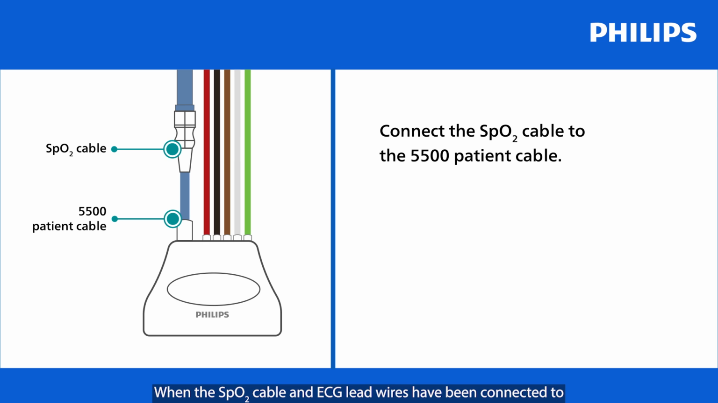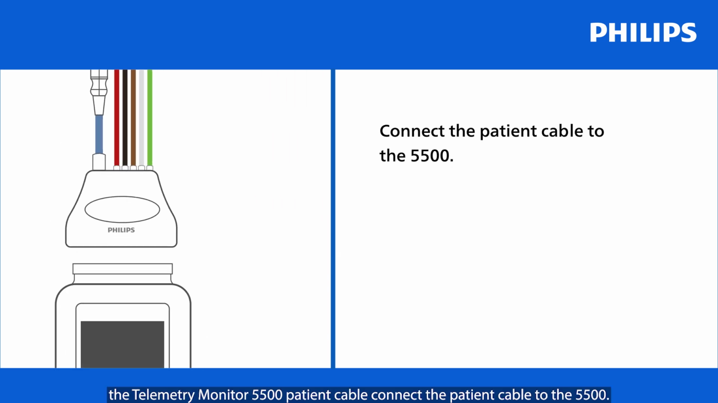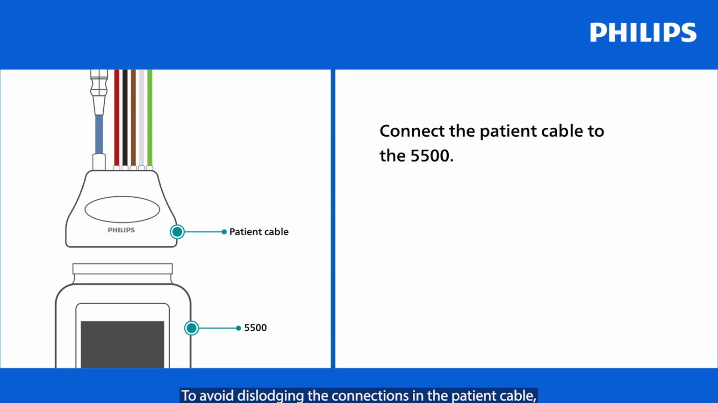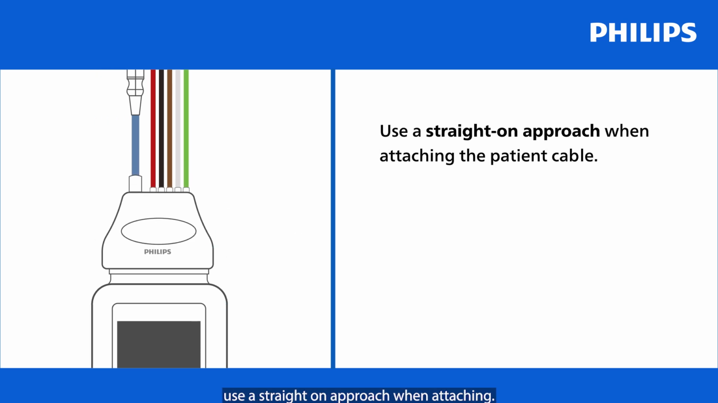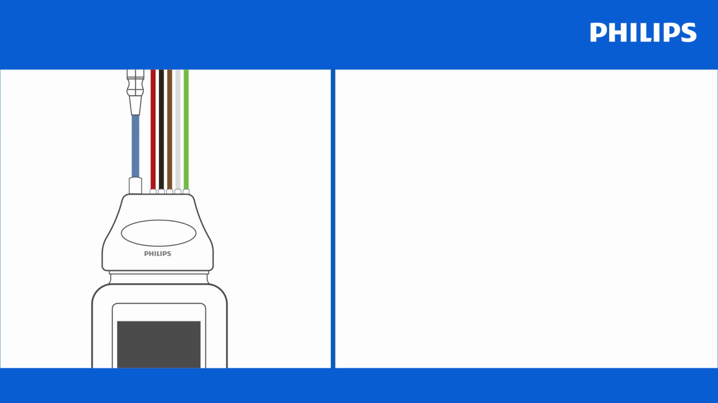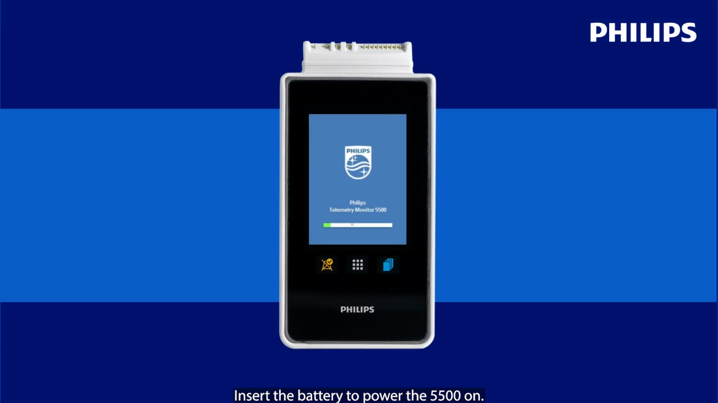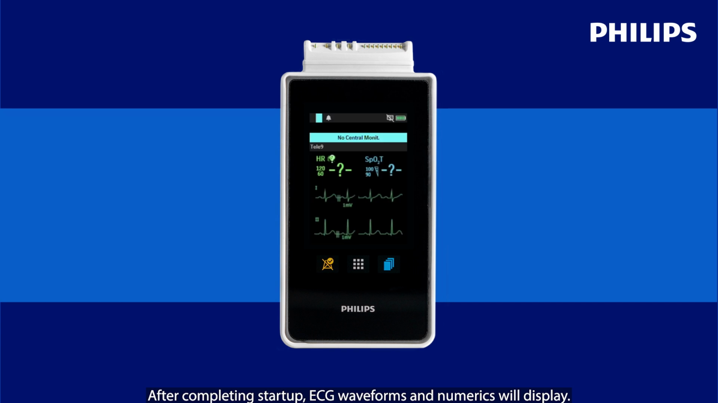When the SpO2 cable and ECG lead wires have been connected to the Telemetry Monitor 5500 patient cable, connect the patient cable to the 5500. To avoid dislodging the connections in the patient cable, use a straight-on approach when attaching. A slight clicking sound signifies that the cable is securely connected. Insert the battery to power the 5500 on. After completing startup, ECG waveforms and numerics will display.